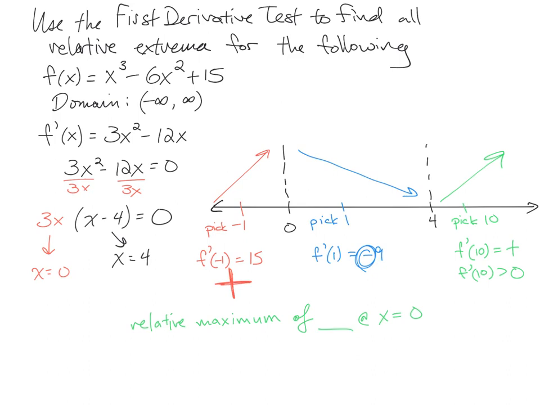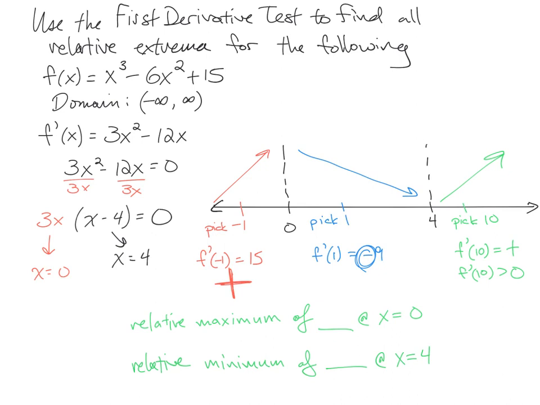But just like we found a maximum here, does the function change y behaviors at x equals 4? You know what, it sure does. It goes from decreasing to increasing. That's a change, and it happens at x equals 4. So we can also write there would be a relative minimum of something at x equals 4.